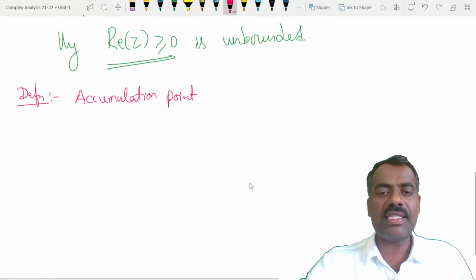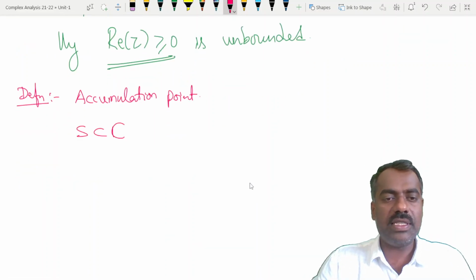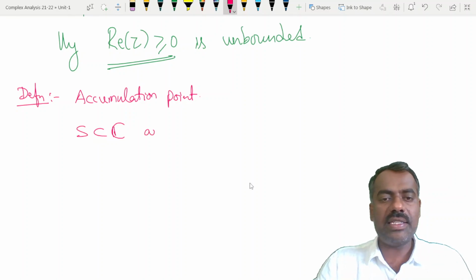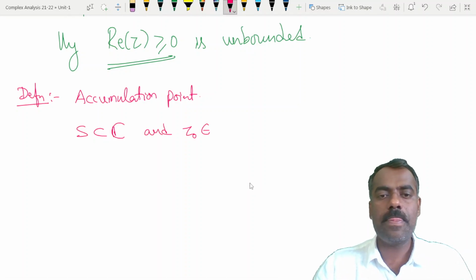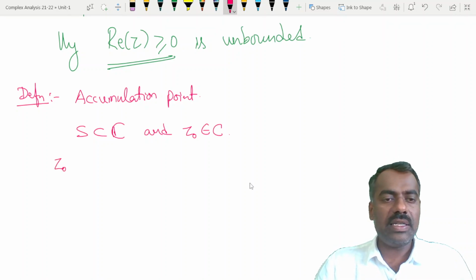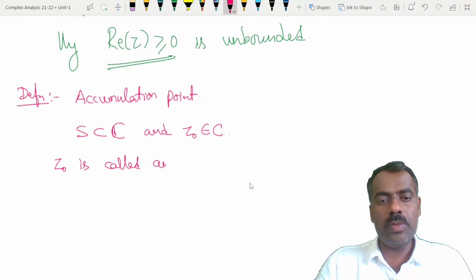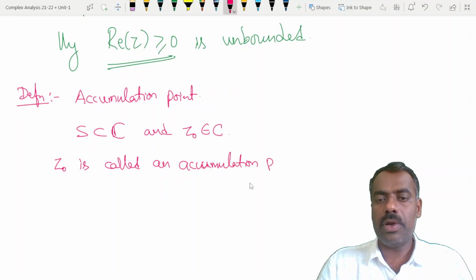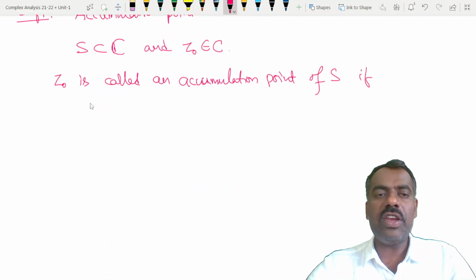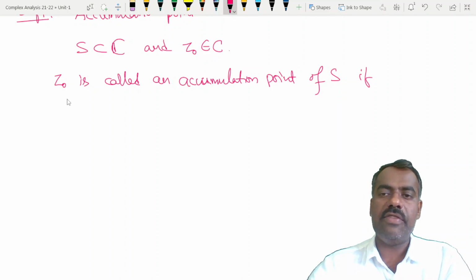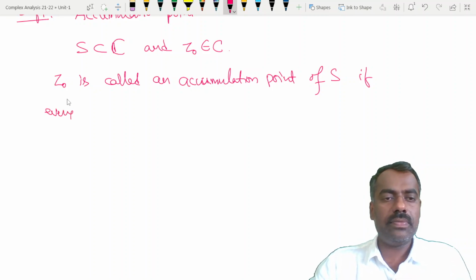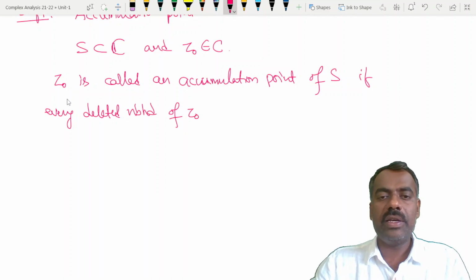So you take a set S, which is a subset of C. Suppose Z naught belongs to C. Then we say that Z naught is called an accumulation point of S if every deleted neighborhood of Z naught intersects S.